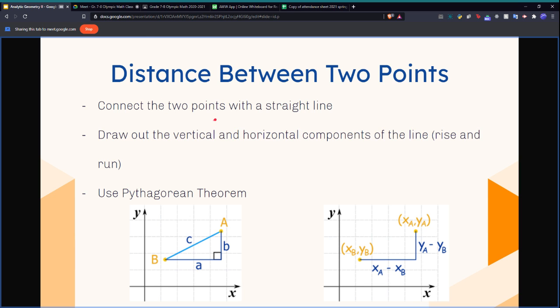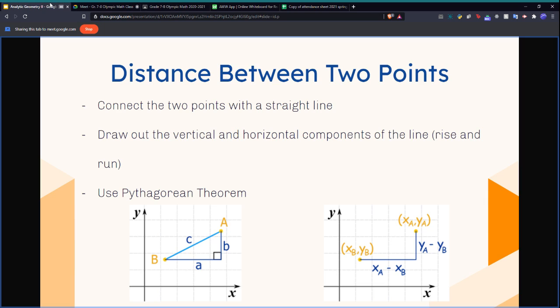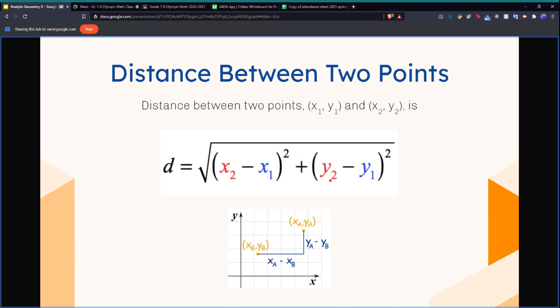All right, does anyone have any questions about this though? Like how I proved this distance between 2 points formula? Any questions? Okay, I'm going to assume there are no questions.